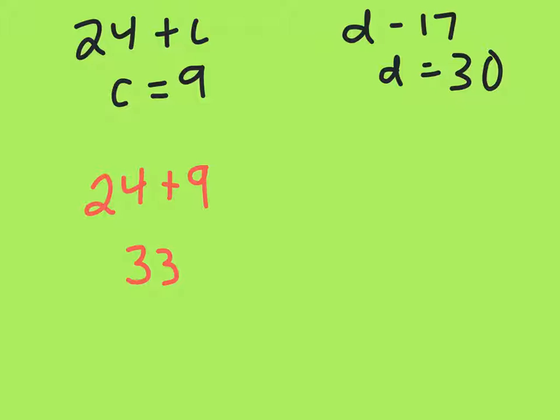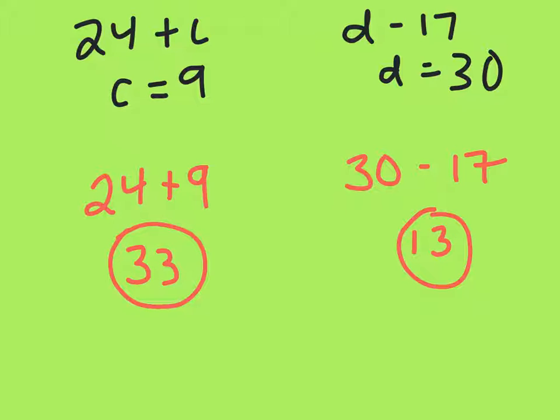Number 2, you have d minus 17, and d equals 30. So you substitute 30 for d, 30 minus 17. 30 minus 17 is 13. So if you got 33 and 13, you did it correct. If not, that's alright. We'll keep working on it and we'll make sure we get it.